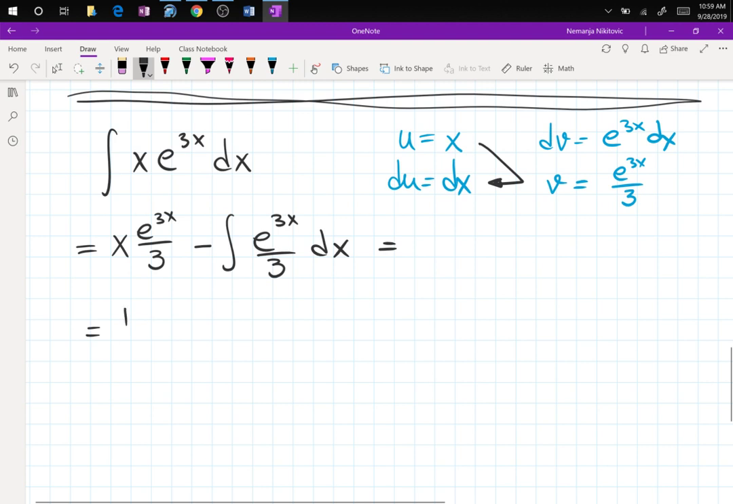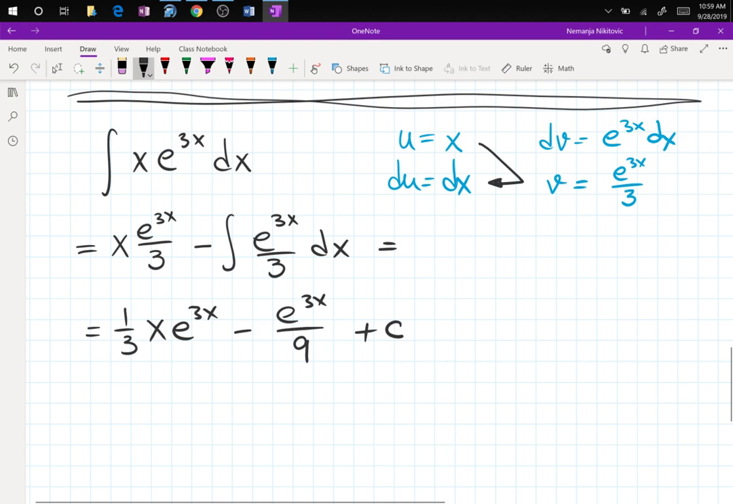And now this is 1/3 x e to the 3x minus e to the 3x over 9 plus c. Why over 9? Well, you already have over 3. When you are integrating e to the 3x, it is going to give you another over 3. So over 3 times over 3 is over 9. And it's good for you to factor this as much as you can.